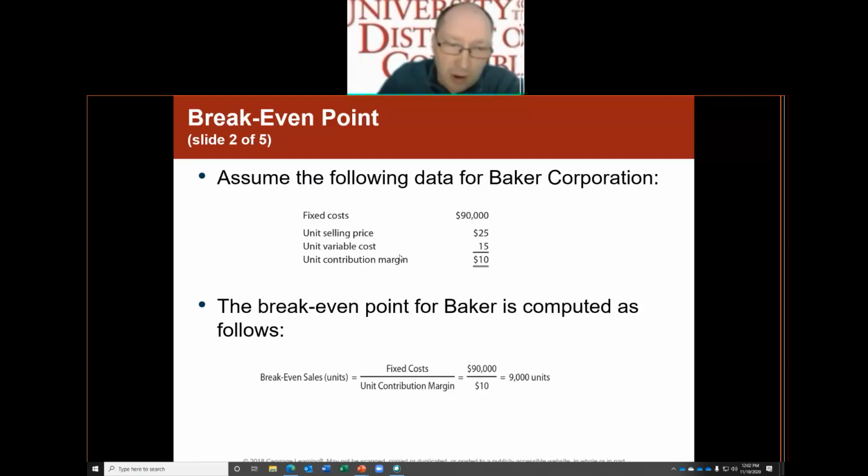So to figure out how many units we need to sell to break even? By breaking even, it means we're covering our fixed costs, right? So we take our fixed costs, in this case $90,000, divide that by 10. 10 is our unit contribution margin, equals 9,000 units. This means we need to sell 9,000 units in order to break even.